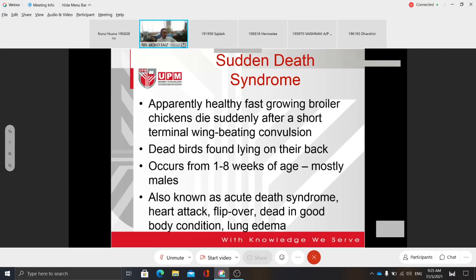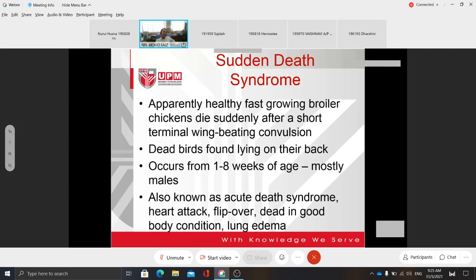Sometimes it's not something of a big concern. It's something that you will see occasionally. If you see this, it's not a sign that you have a disease or infection at the farm. It's just something that happened. Okay, they just die.